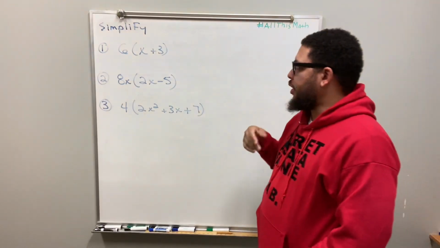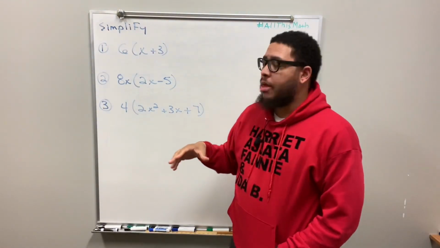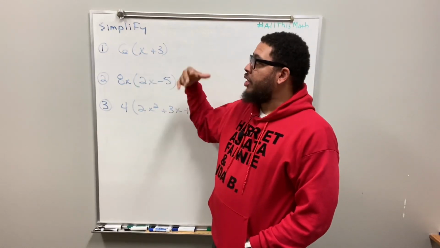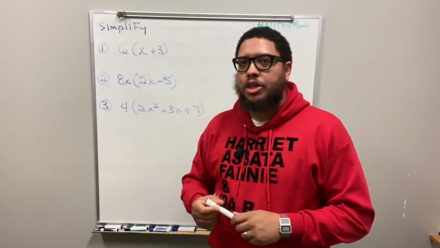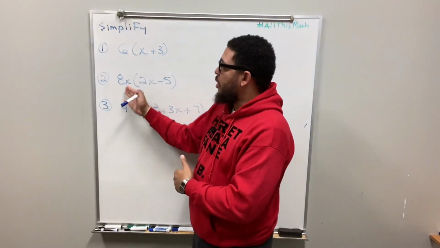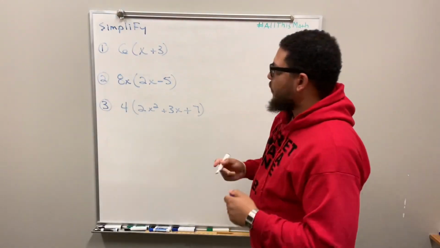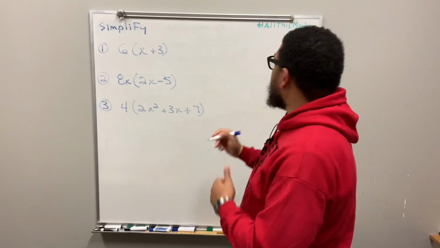We have a couple right here, and the first thing you should notice is that every one of these expressions has another expression within parentheses. So whenever you see an expression within parentheses and there's a number or a term outside of the parentheses, we should be thinking about something called the distributive property. I'm going to write it on the board.